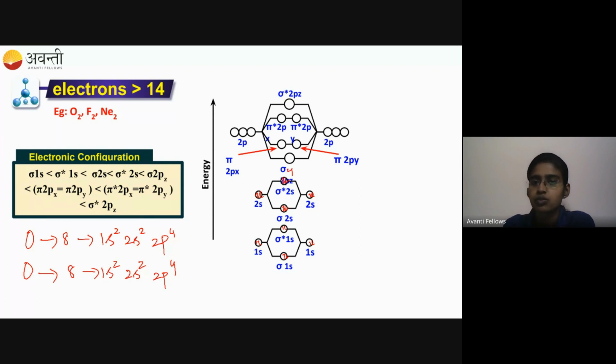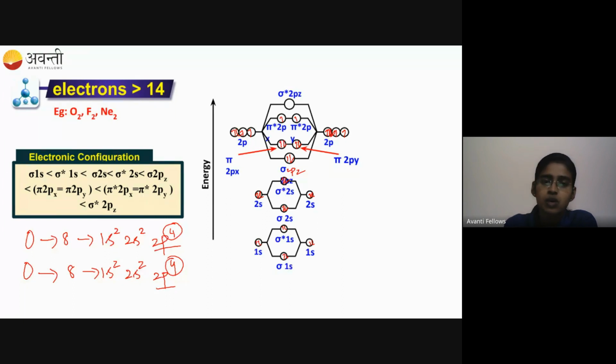And this is sigma 2pz orbital. And in 2p, how many electrons do we have? 4 electrons. So in one 2p, 4 electrons are there. In another 2p also 4 electrons are there. Now totally how many electrons? 4 plus 4 is 8. Now I have to fill those 8 electrons. 1, 2, 3, 4, 5, 6, 7, 8. Is that clear? Is this okay?